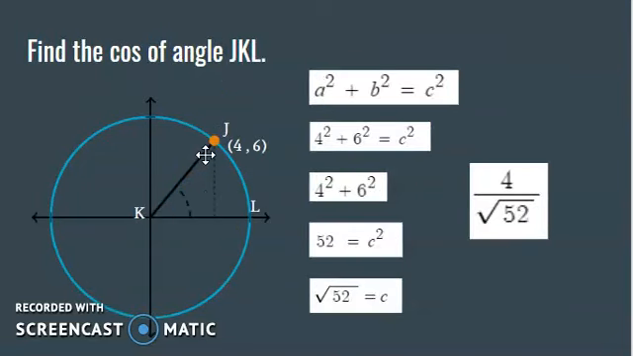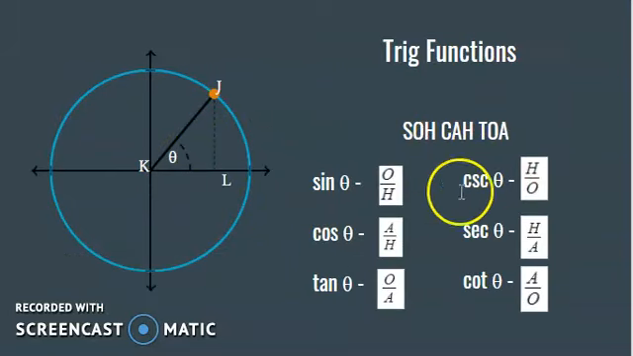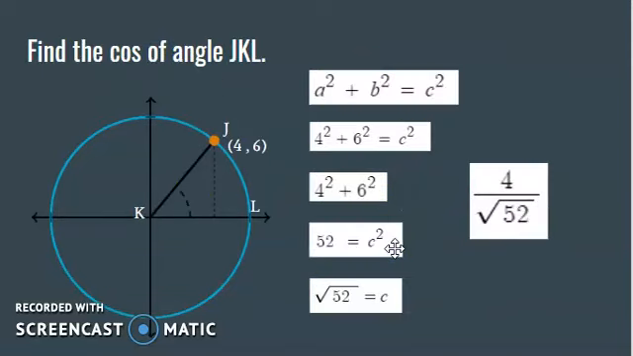Now let's move on to an example question. So the question is asking us to find the cosine of angle JKL. So this is angle JKL. To find the cosine of this, going back, cosine is the adjacent of angle theta over the hypotenuse. So we need to find the adjacent and hypotenuse of angle JKL.